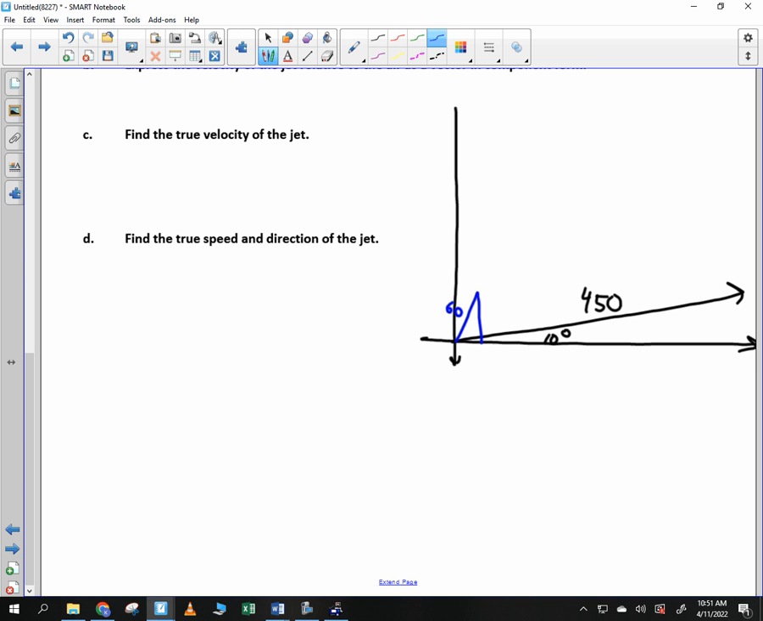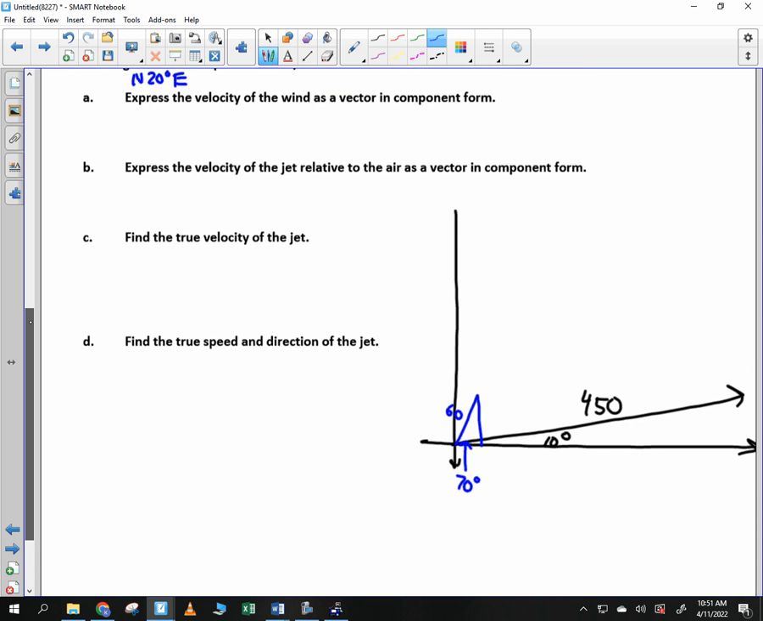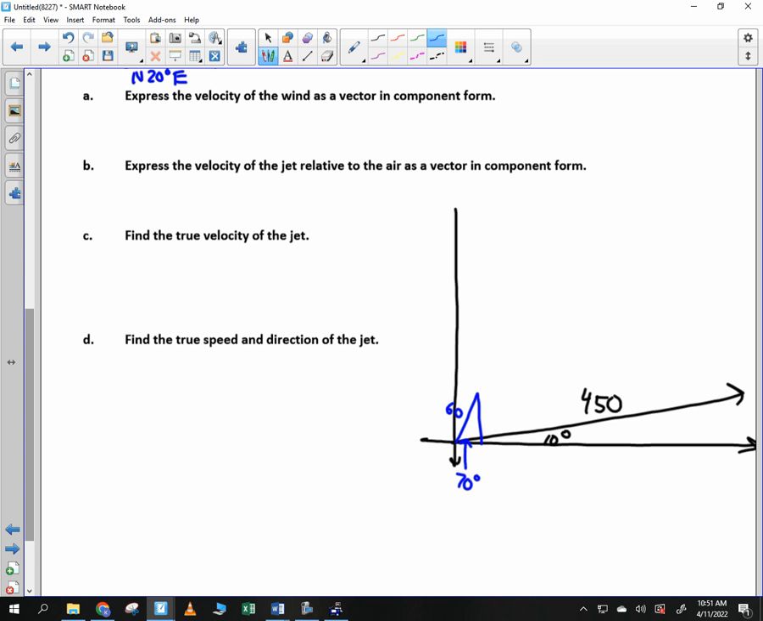If it's north 20 degrees east, what angle is formed against the... yeah, 70. We got 70 there, good. Okay. So 20 degrees to the east, and it's a total of 90, so 70 is left over. Okay? So it says express the velocity of the wind as a vector in component form.